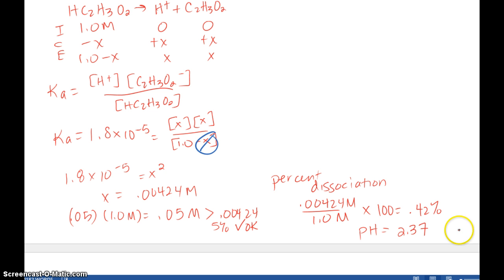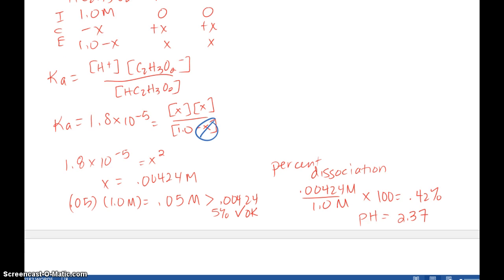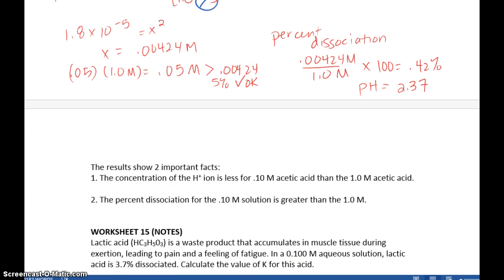There's an important part on the next page, an important summary, and you'll see this once you do the other problem. Results show two important facts. The concentration of the hydrogen ion is less for the 0.1 molar acetic acid than for the 1.0 molar acetic acid, but the percent dissociation for the 0.1 is greater than that for the 1.0. And you'll see that when you go ahead and do that calculation.